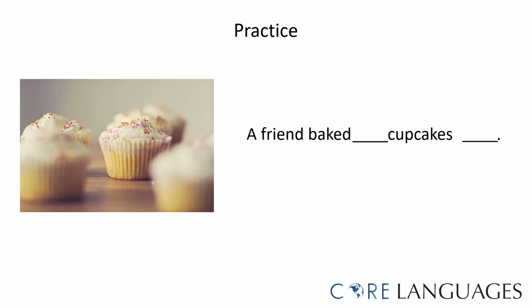And how about this sentence? Try to choose the correct placement of the indirect object, me. A friend baked me cupcakes, or a friend baked cupcakes me. This sentence does not use a preposition, so the indirect object comes first. A friend baked me cupcakes. I could also say, a friend baked cupcakes for me.